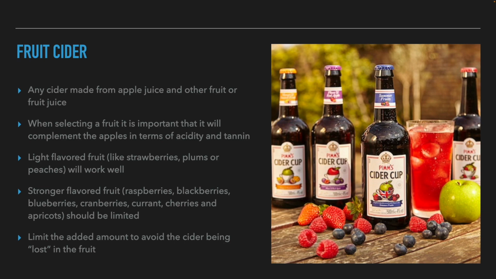Fruits with little flavor, such as strawberries, plums, or peaches, in most cases will work great in a cider. Other fruits with strong flavors that are generally used, such as raspberries, blackberries, blueberries, gooseberries, and cherries, need to be limited in amount so that they do not overpower the flavors of the apples in the cider. The cider maker should always pay attention not to add too much fruit so the other fruit does not overpower the taste of the apples in the cider.